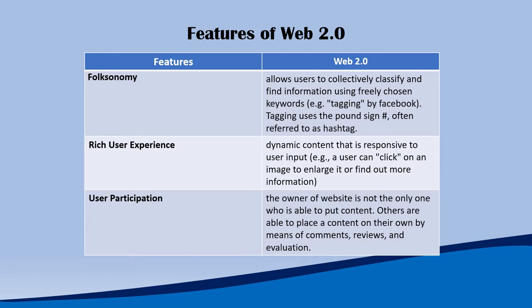Okay, let's talk about features of Web 2.0. First feature is folksonomy. According to the definition, it allows users to collectively classify and find information using freely chosen keywords. An example of it is tagging by Facebook. Tagging uses the pound sign, or what is commonly called a hashtag. So that's feature number one of Web 2.0, to collectively classify and find information. That's what we call folksonomy.